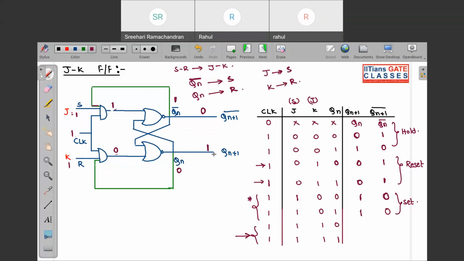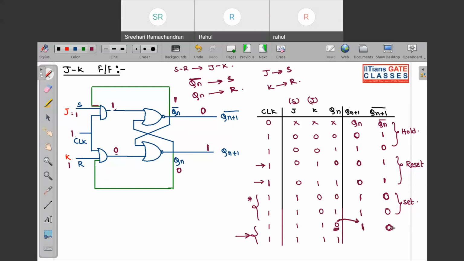So look very carefully. My present state was 0, but look at the next state. Next state is 1 and complemented is 0. So basically I am toggling the present state to next state. Toggle means basically complement of one another, or it has changed state. So your present state was 0, the next state is coming out to be 1, 0.